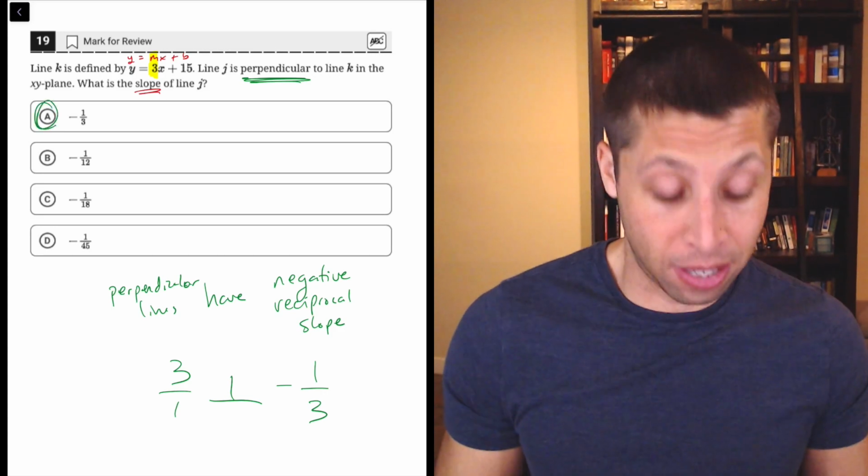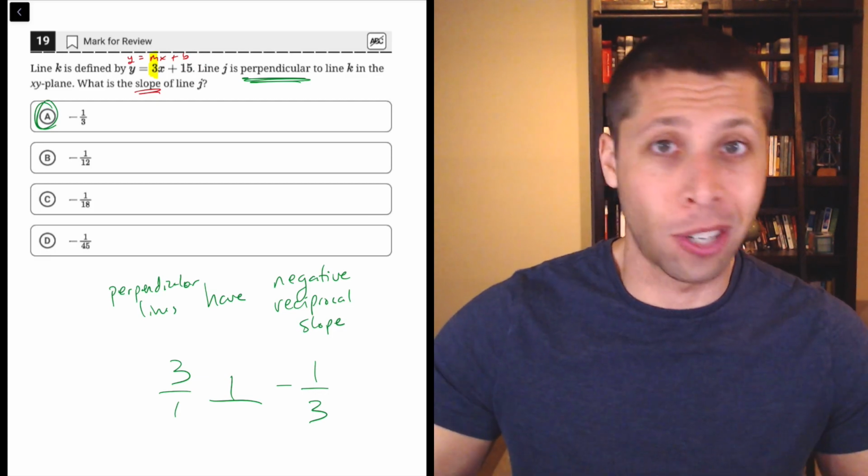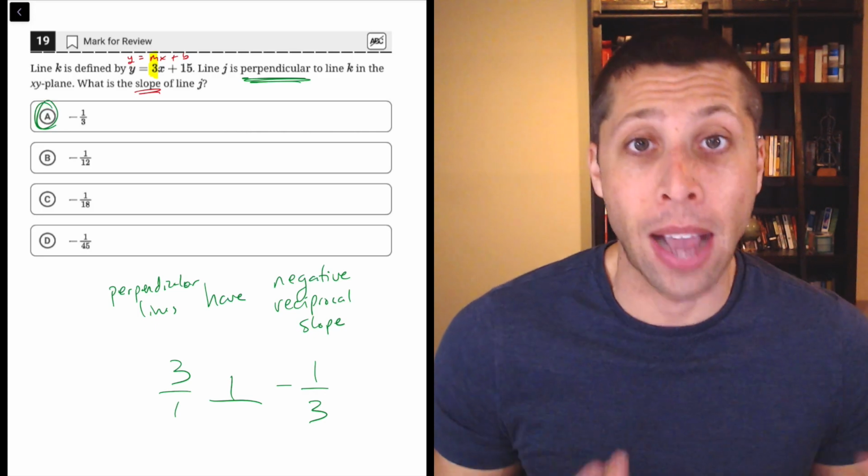Choice A matches exactly that. So there is really no work. I mean, I did work on the page here, but if I were seeing this question on a test myself, I would have just done this in my head because it's so easy because I have the facts memorized.